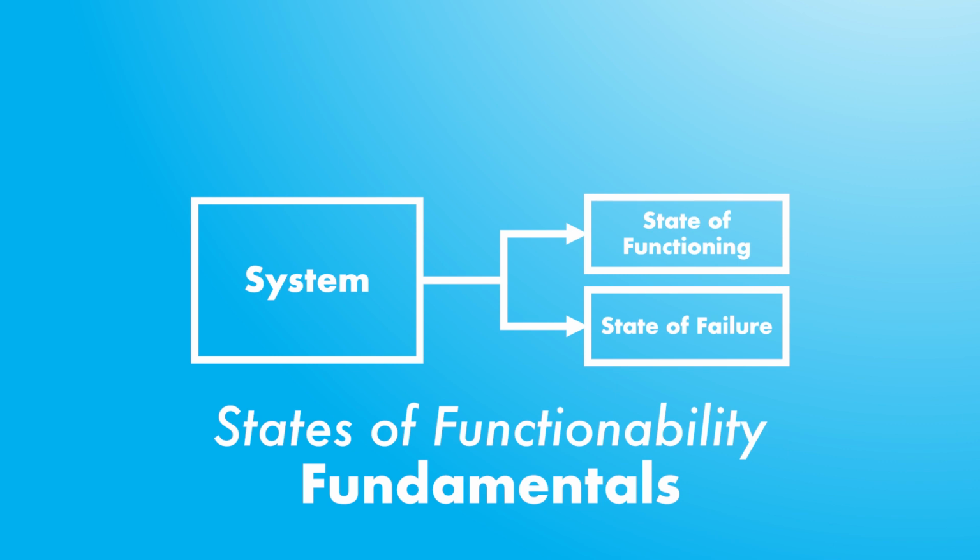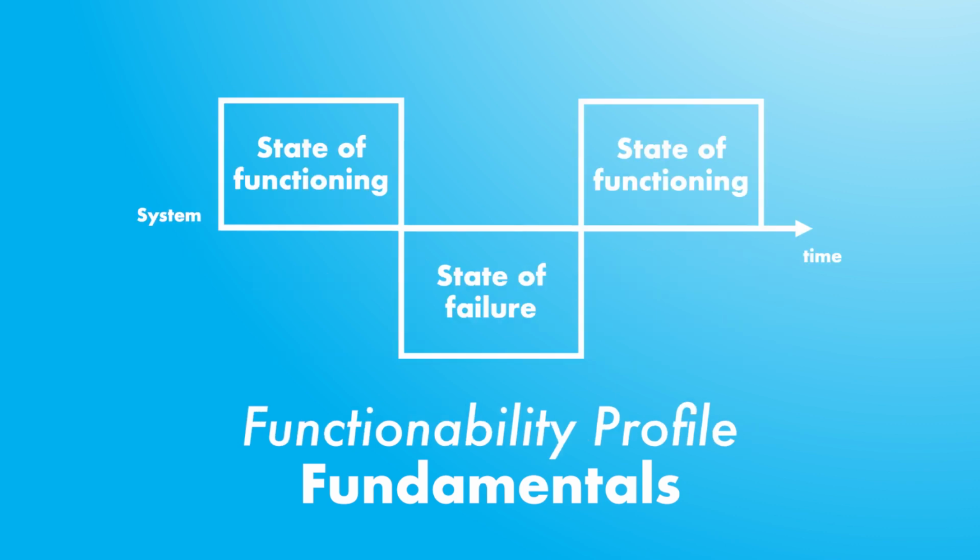Knežević was an excellent writer and researcher, but he was also a visual person, and he wanted to give a look to the concept of functionability. So he proposed the functionability profile, where he shows the system's evolution through the state of functioning and the state of failure over time. RAM analysis is closely related to this idea of functionability profile, as it requires an understanding of the functionability to perform the analysis of RAM effectively.